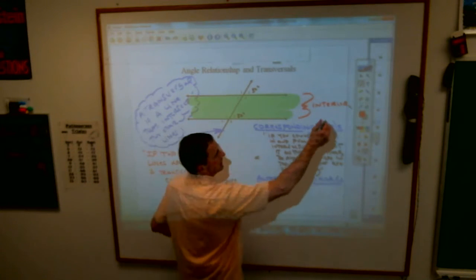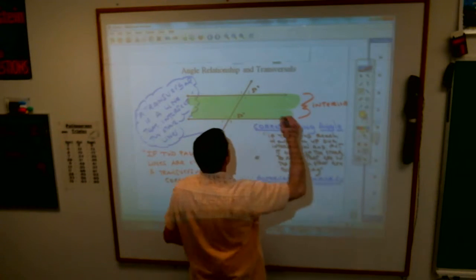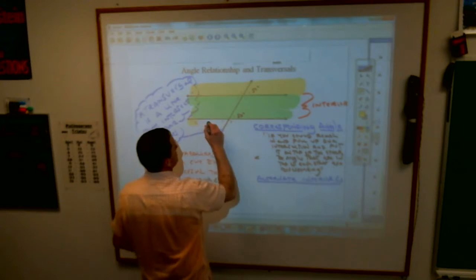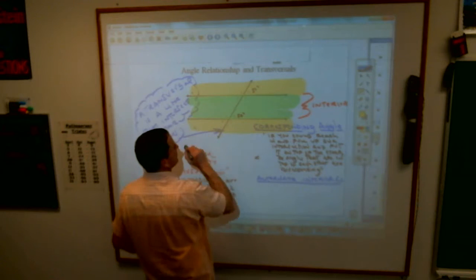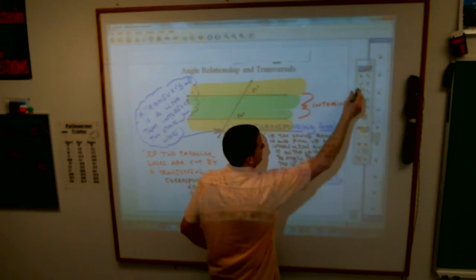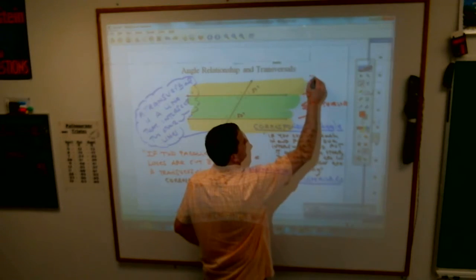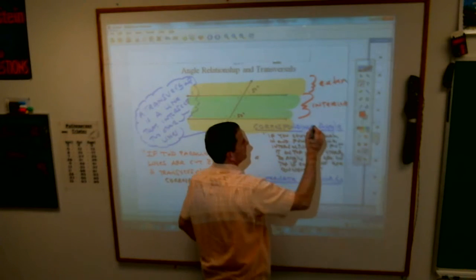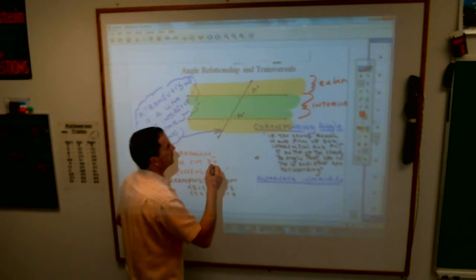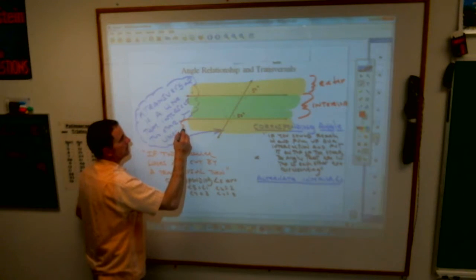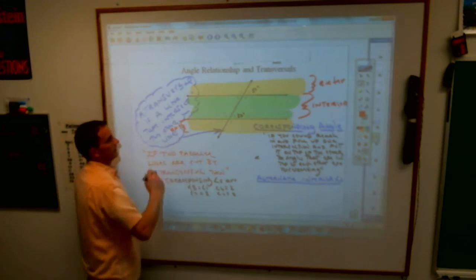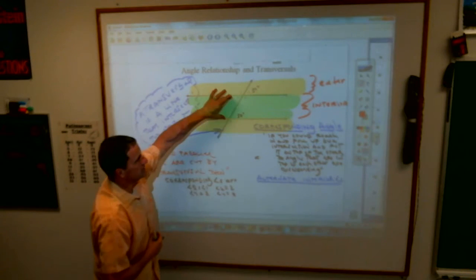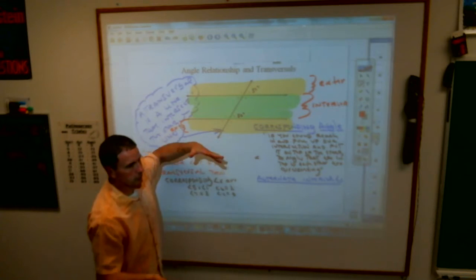Got it? The angles that are outside of the parallel lines, those bad boys are called exterior angles. Yeah, I'm running out of places. And I have 4 exterior angles, which are 1, 2, 7, and 8. 4 interior, 4 exterior, outside.